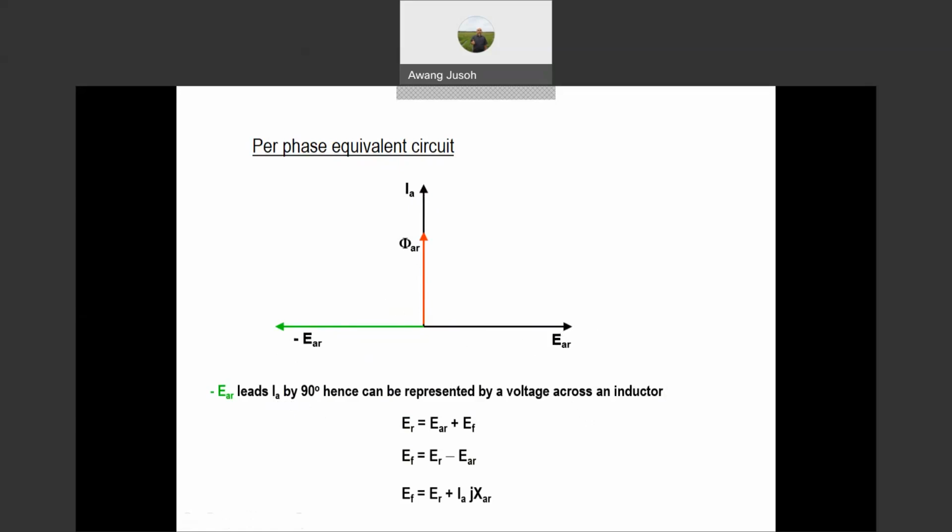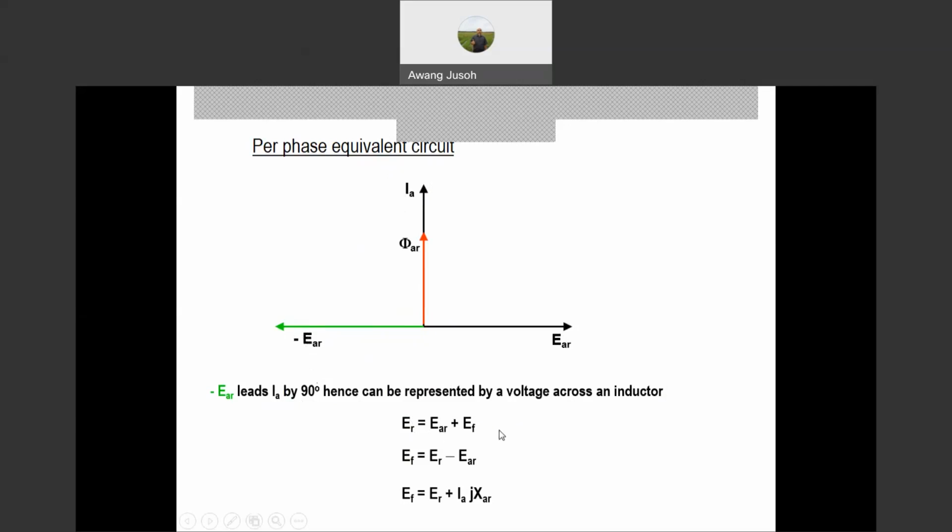If IA lags this one, that means it's an inductor. Inductor current IA lags voltage by 90 degrees. That means this represents an inductor. So this voltage represents an inductor with respect to IA. So IA lags this voltage, that means we have an inductor there. So we can rewrite back the equation just now.